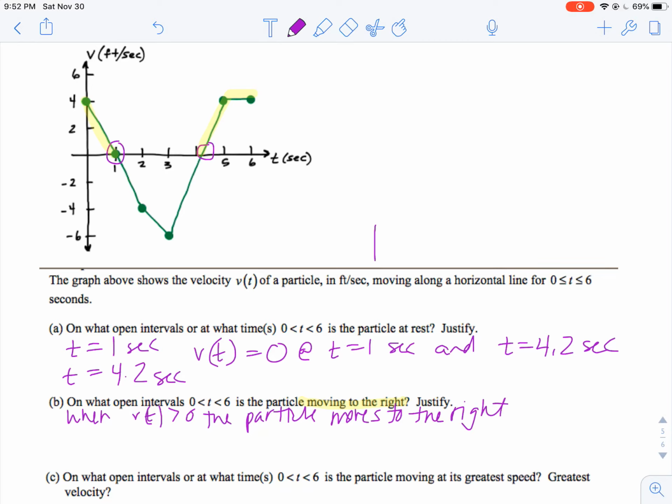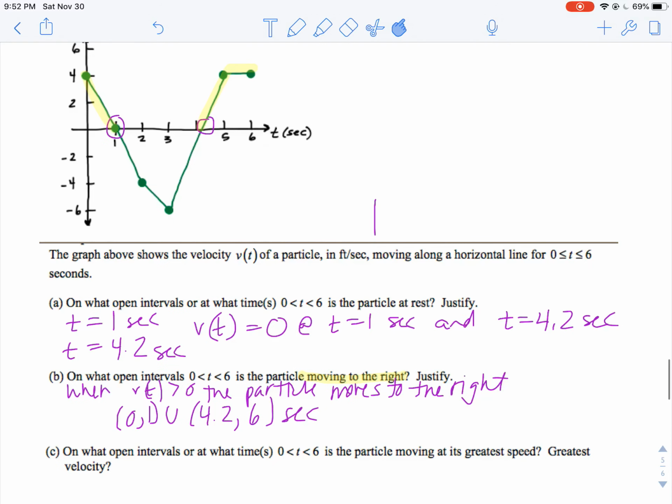That's my justification, and now let me just give my intervals. 0 to 1, union 4.2 to 6 seconds. All right, on what open intervals or at what times from 0 to 6 is the particle moving at the greatest speed? And then it asks for the greatest velocity.